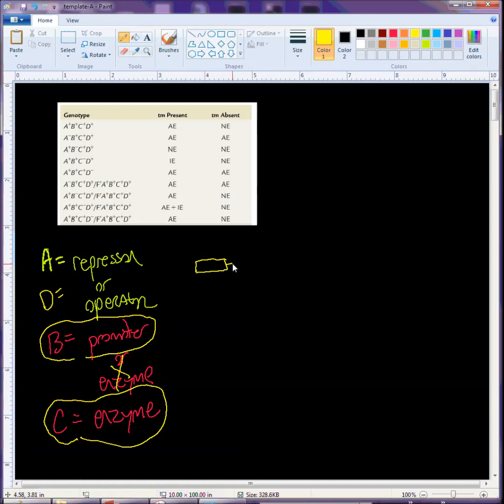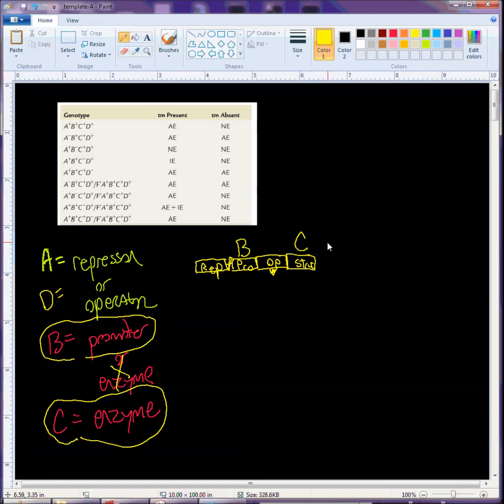So we have a repressor there. We have, and these might not be right next to each other, promoter, operator, and the structural gene. Okay, so structural gene, operator, promoter, and repressor. We know the repressor is, we know the promoter is B, and we know the structural gene is C.